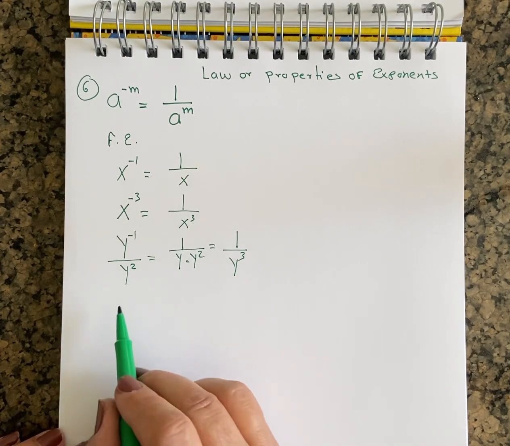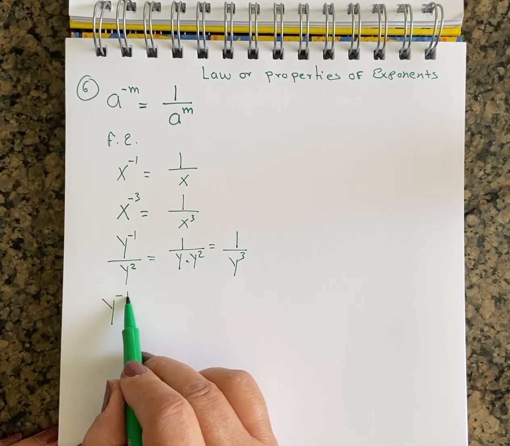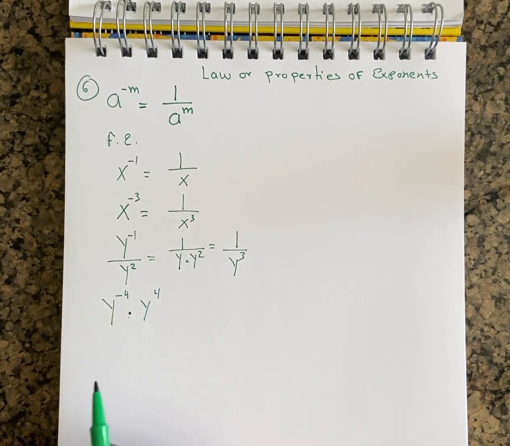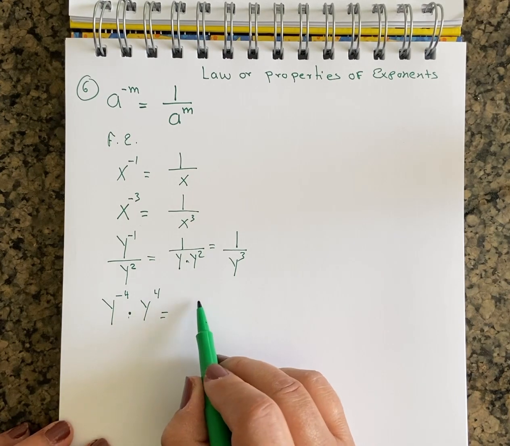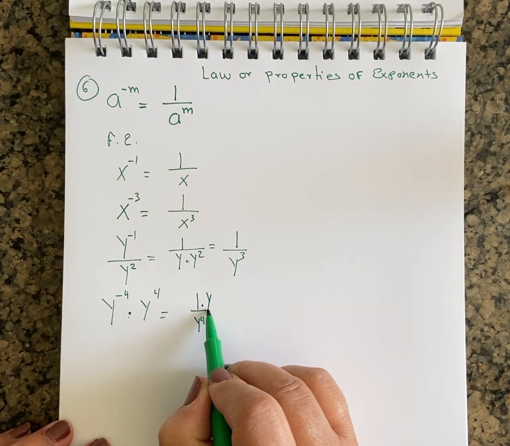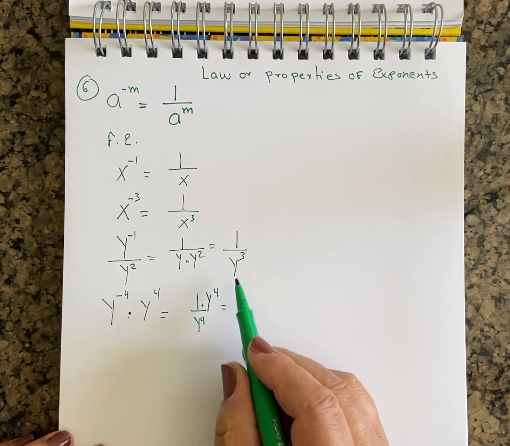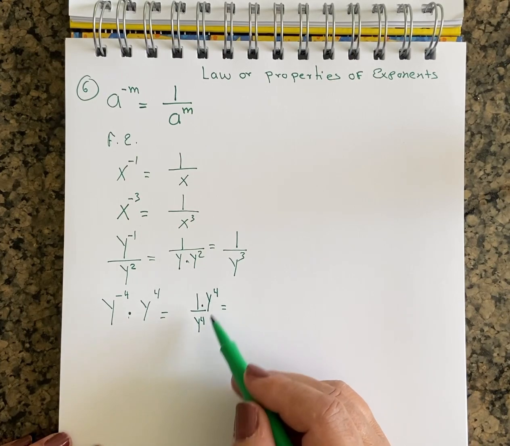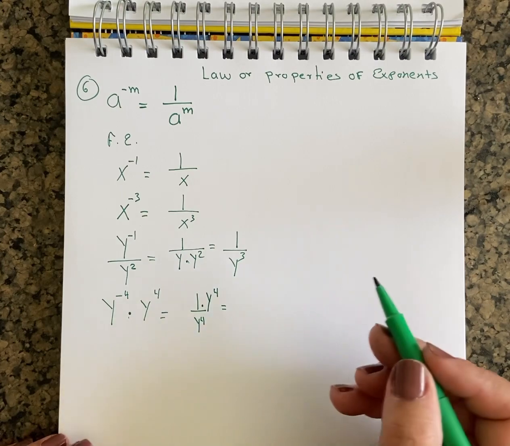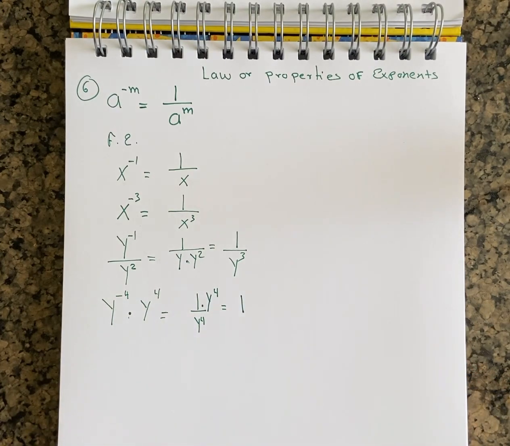And if I were to have y to the negative 4 times y to the 4, you can do this in two different ways. One can be 1 over y to the 4, and then times y to the 4. And remember, when you are multiplying and dividing the same thing, it's just like 1. This and this becomes 1. 1 times 1 is just 1. There you go. So that will be 1.